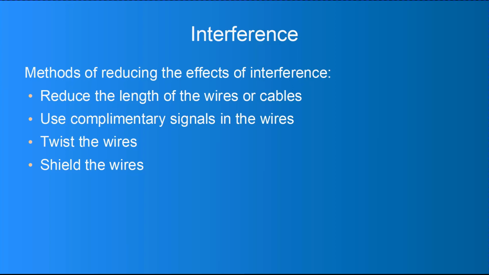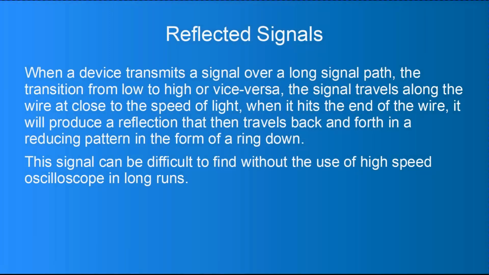Now the next one that's a real problem and very, very difficult to get around is reflected signals. When a device transmits a signal over a long signal path, the transition from low to high and vice versa, the signal travels along the wire at close to the speed of light, and when it hits the end of the wire, it will produce a reflection that then travels back and forth in a reducing pattern. Remember, the wire has a resistance, so it will reduce that signal. But over long runs, this can cause issues with it impeding the current signal going on the line.